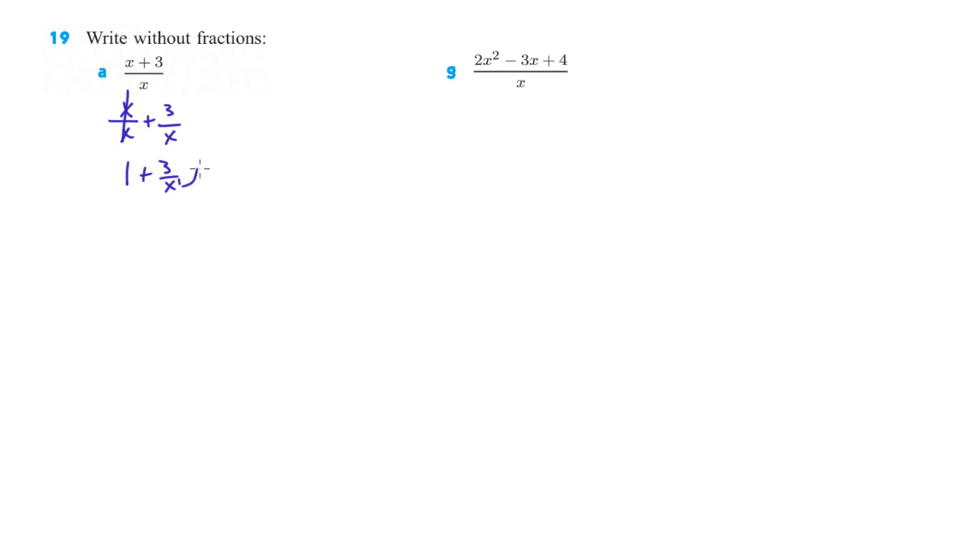That's x to the 1st on the bottom, so that's got to come up top here. So that's 1 plus 3 x to the, it's positive 1 on the bottom, negative 1 on the top. And we end up with that.